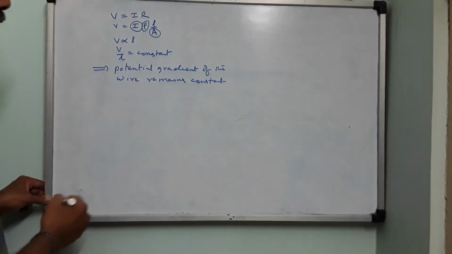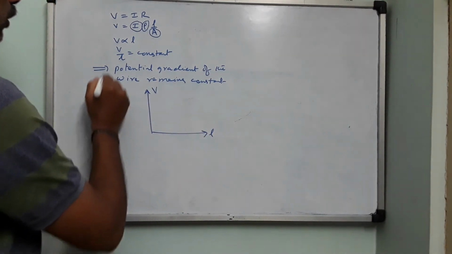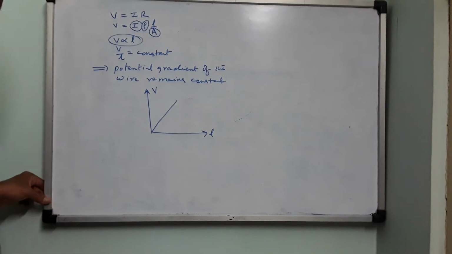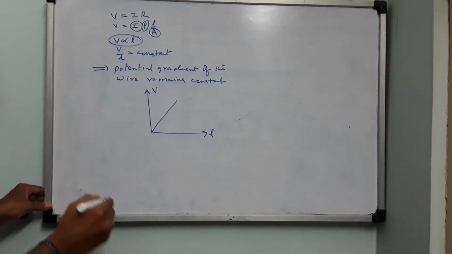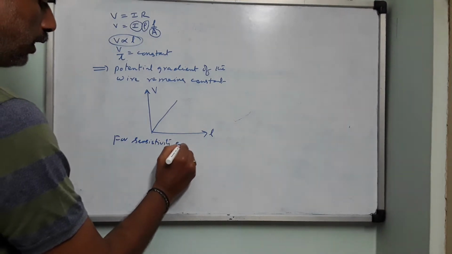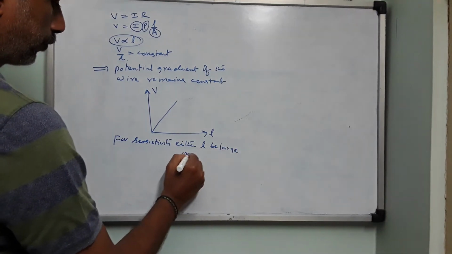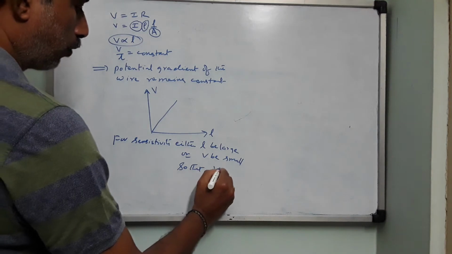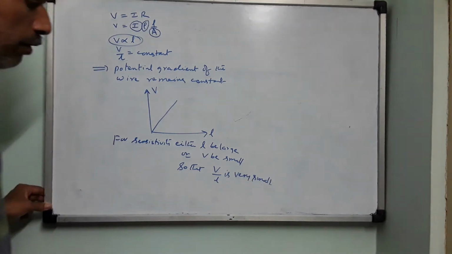This is the principle. When you plot a graph between length and potential, it is a linear equation, so the graph will be like this, V by L. In order to achieve sensitivity of the potentiometer, either L should be very large or V should be very small, so that altogether V by L is very small.